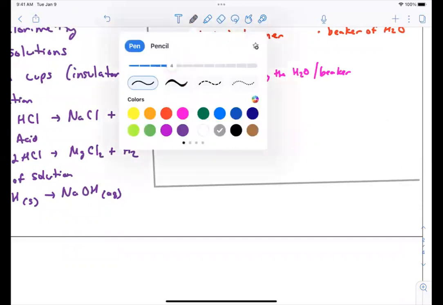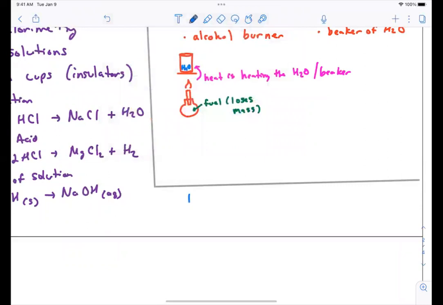As a note for both experiments, I would suggest that you always stir. In most of these experiments, they have you stir. What could be the reasons for why you should stir these reactions? What's the benefit of stirring? Yes, Oliver. Right, so it increases the reaction rate. So it speeds up the reaction so that the heat loss is going to be less.